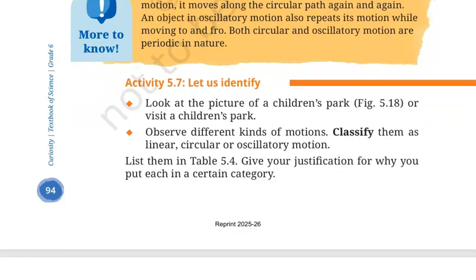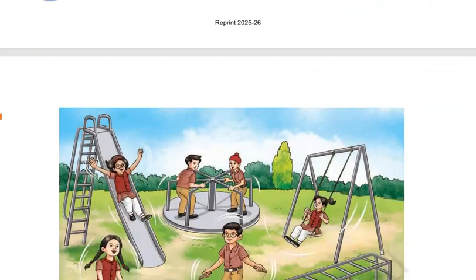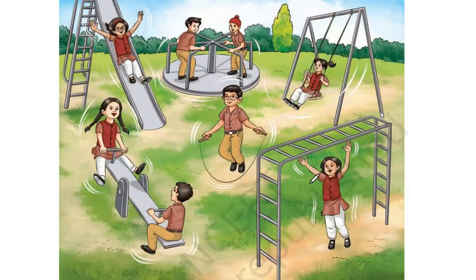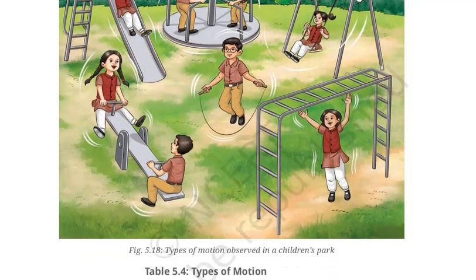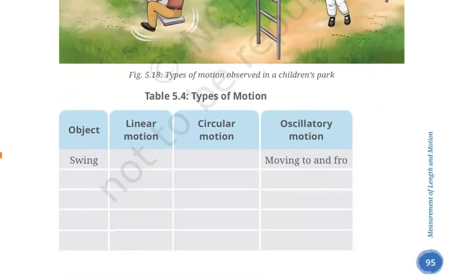So here we have another activity, activity 5.7, where you can see there's a playground, and you have to identify in each case what kind of motion is happening over here. Okay, so in the swing you can see that the swing moves to and fro. So what kind of motion is it? It is oscillatory motion. All right, so under oscillatory they have written to and fro.